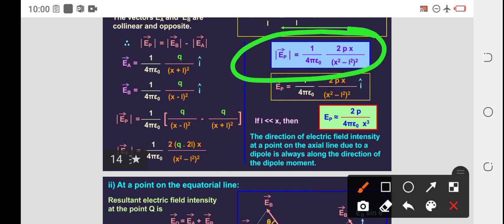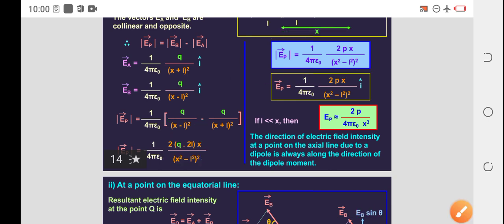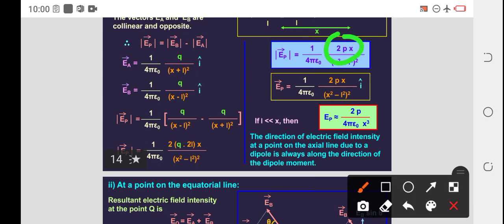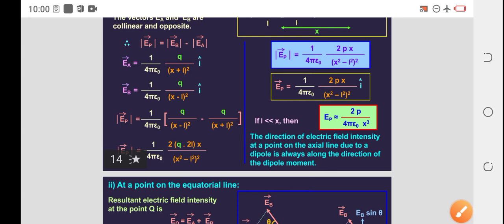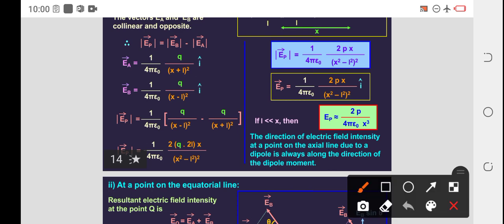As we know, q into 2L is what? q into 2L is p. Then 2px by (x square minus L square) all square. Therefore, EP is 1 by 4 pi epsilon naught 2px by (x square minus L square) all square. If the value of L is much less than x, that means L is negligible, then EP equal to 2p by 4 pi epsilon naught x cube.